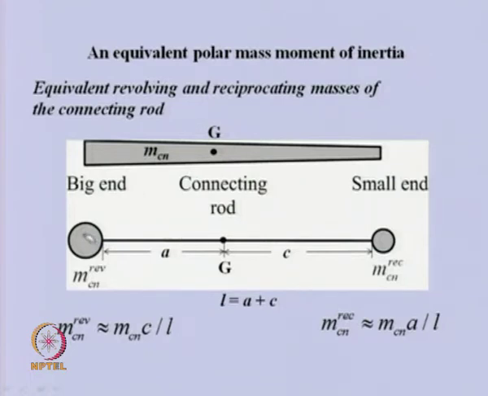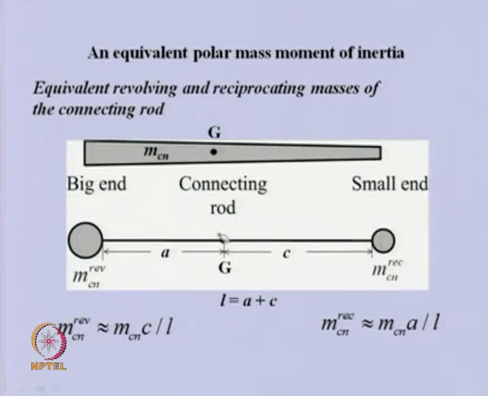So, if we convert this system to a 2 mass dynamic system, an equivalent dynamic system, you can see that this mass will be attached to the crank, which will be revolving. I am calling this the mass of the connecting rod which is revolving with the crank, and this one is the mass of the connecting rod which will be attached to the piston. So, this is a reciprocating mass component.